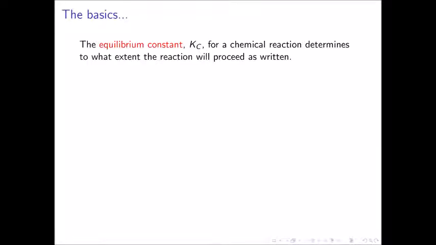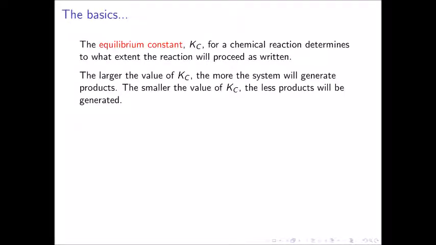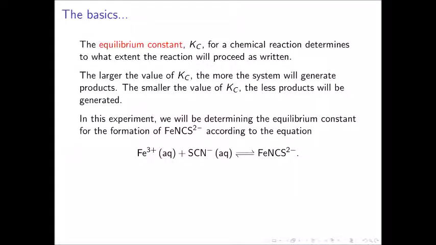The equilibrium constant for a chemical reaction, which we will denote Kc, determines to what extent the reaction will proceed as written. The larger the value of Kc, the more the system will generate products. The smaller the value of Kc, the less products will be generated. In this experiment, we will be determining the equilibrium constant for the formation of the ferric thiocyanate complex according to the equation Fe3+ (aq) + SCN- (aq) forming the ferric thiocyanate ion.